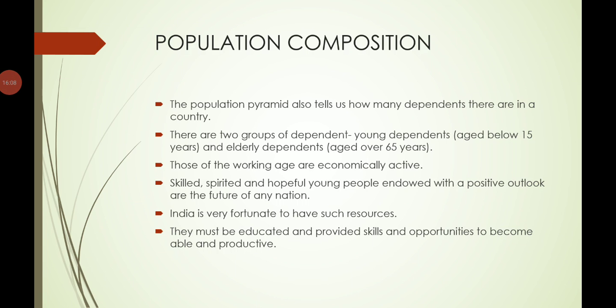Population pyramids also tell us how many dependents are living in the country. There are two groups of dependents. First is the young dependents, which are below the age of 15 years, and the aged dependents, which are above 65 years. Dependent means such persons are dependent on someone else. For example, children are dependent on their parents. The old age persons are dependent either on the government or on their children for their living.